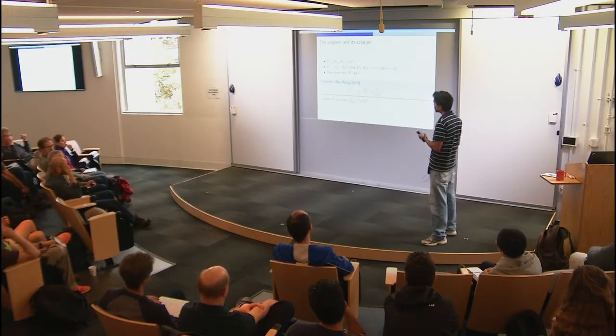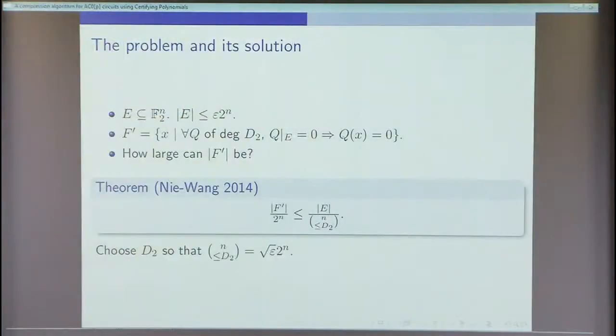So you just choose your parameter d2 like this, and then your final certifying polynomial is q times p, where p is the Razborov polynomial. Okay, so that's more or less all I wanted to say.